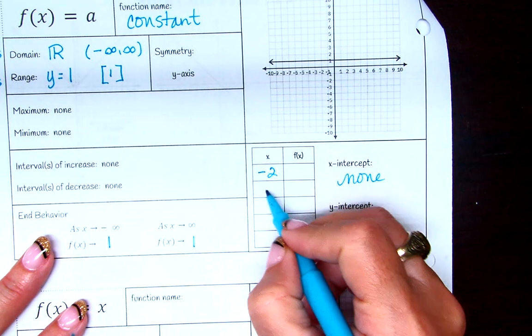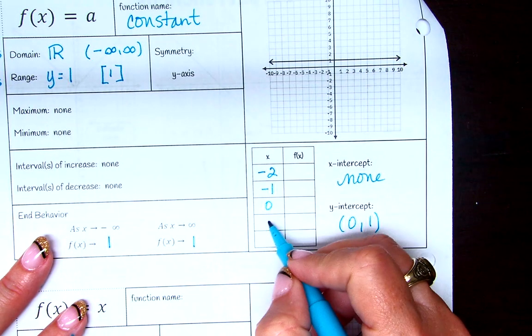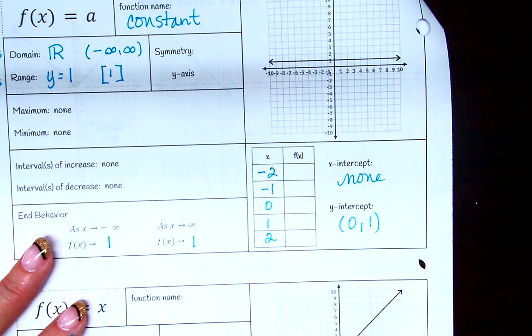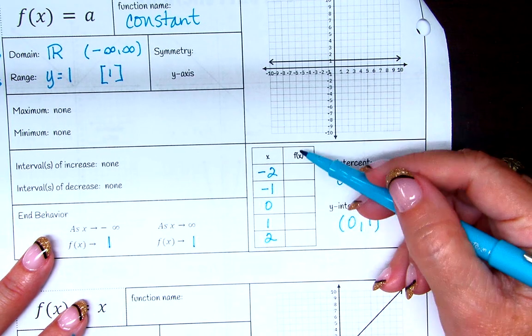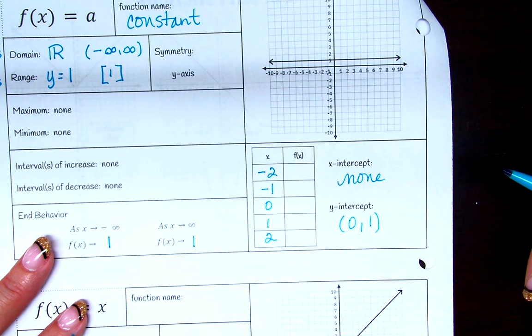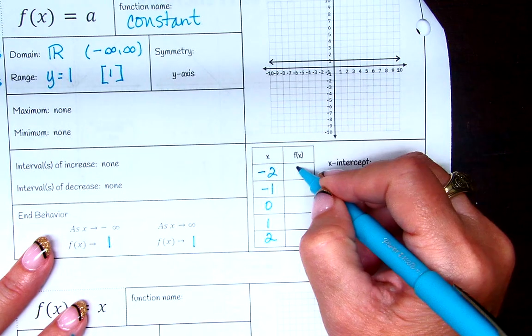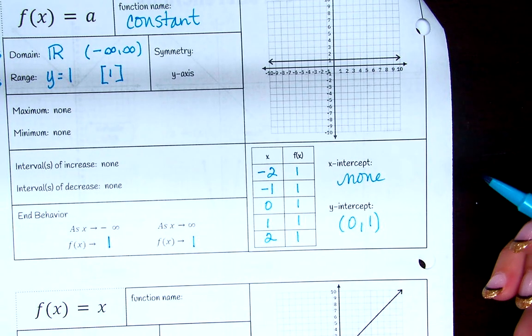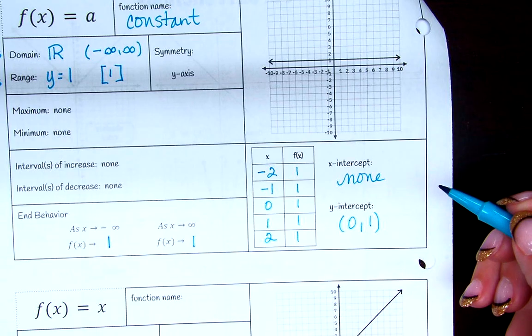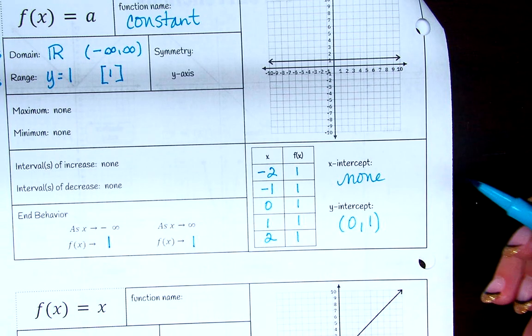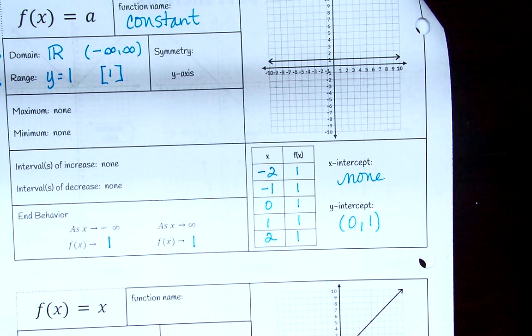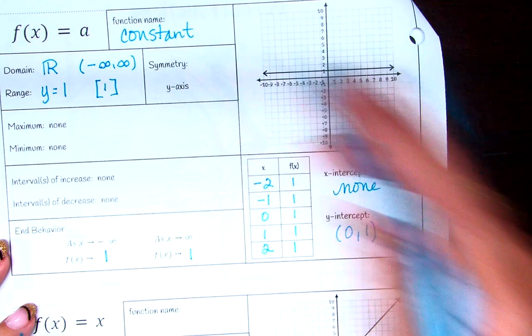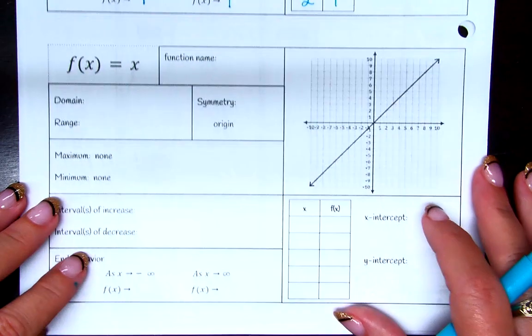So are you okay if I choose -2, -1, 0, 1, and 2? And then what's the y values for these? All of them are 1, right? 1, 1, 1, 1, 1. Okay so far? Any questions on a constant function? Okay, then let's look at this next function.